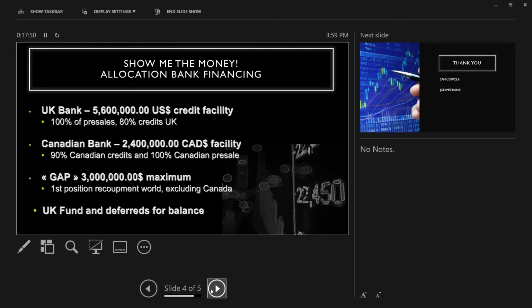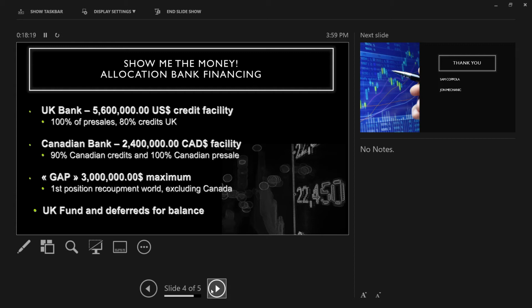In this case, we had a UK bank that was the lead bank. Okay, it brought in a $5.6 million US credit facility. It decided to do 100% of the pre-sales itself, and 80% of the tax credits in the UK. So essentially, it banked the whole amount of the pre-sales, and it left a little bit of money on the UK tax credit.